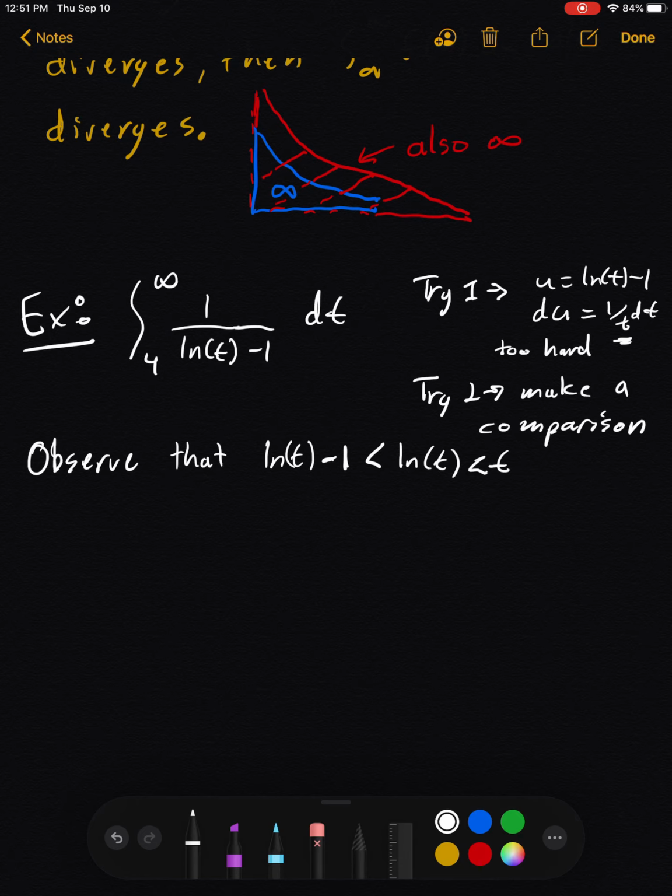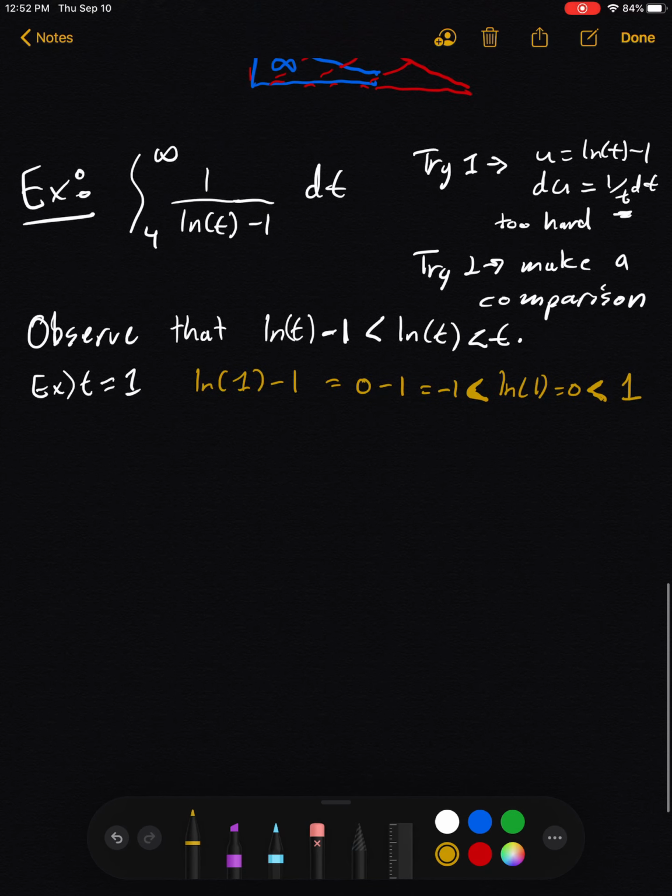And if you're not sure about that, you could think about an easy example. Let's just think about t equals 1, right? If I plug that in here, ln of 1 minus 1 is equal to 0 minus 1, which is equal to negative 1, which is definitely less than ln of 1, which is just equal to 0, which is definitely less than just 1, right? So there's an example in case you weren't entirely sure about that order with the natural log.